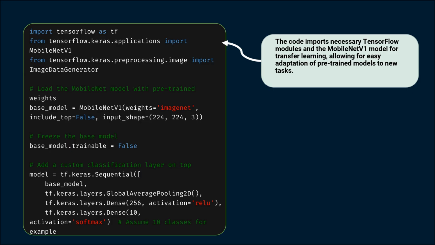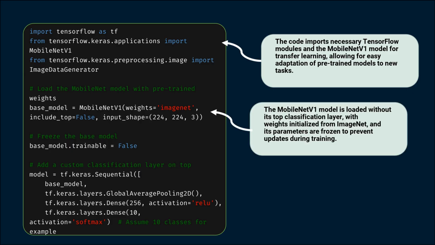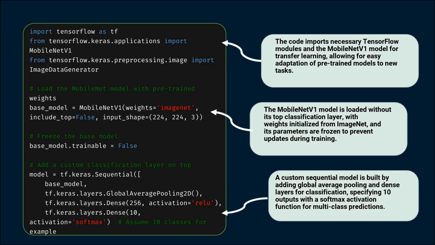We start by importing the necessary libraries from TensorFlow, including the Mobilenet v1 architecture and the image data generator for data preprocessing. The first crucial step involves loading the Mobilenet model, specifying that we want to utilize the weights pre-trained on the ImageNet dataset and excluding the top layer, which allows us to customize our own classification layer later. Next, we freeze the base model to prevent its weights from being updated during the initial training phase.